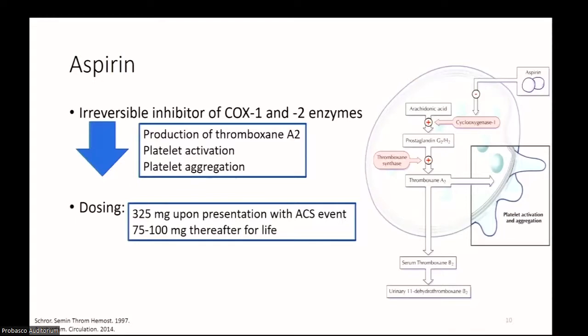So dosing for ACS involves the 325 milligram dose. That's generally the first dose, loading dose given either at home or when the patient arrives to the emergency department. And then the patient will be continued on a low dose aspirin, potentially for life. We most commonly see 81 milligrams used here in the United States.